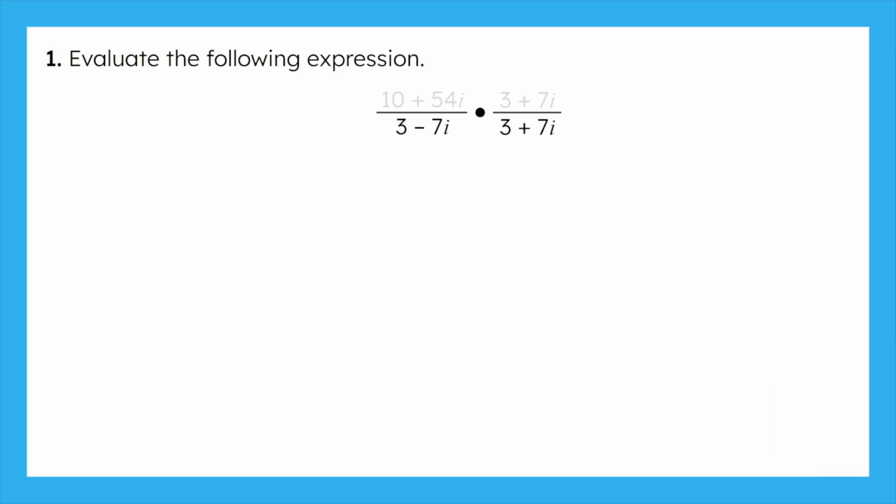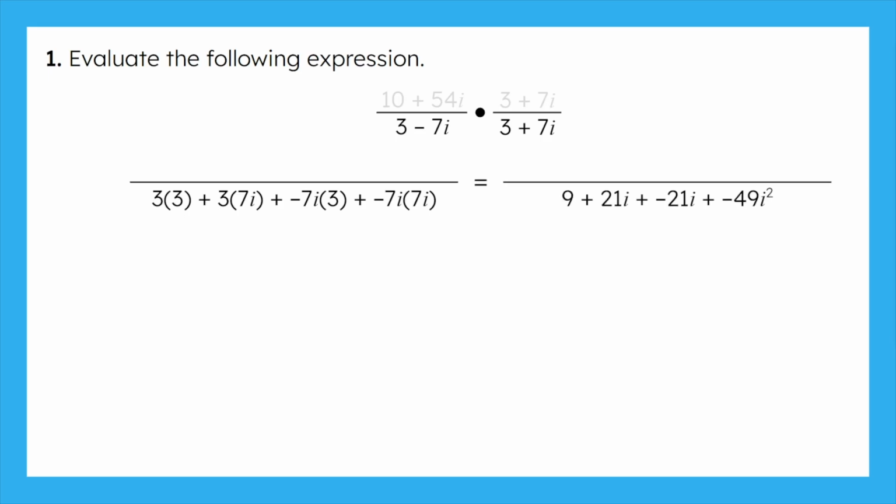We distribute the 3 and negative 7i of the first denominator to the 3 and positive 7i in the second denominator. This expression evaluates to 9 plus 21i plus negative 21i plus negative 49i squared. 21i plus negative 21i equals 0, so they cancel each other out. The i squared is replaced with negative 1, so negative 49i squared simplifies to 49. We're left with 9 plus 49.